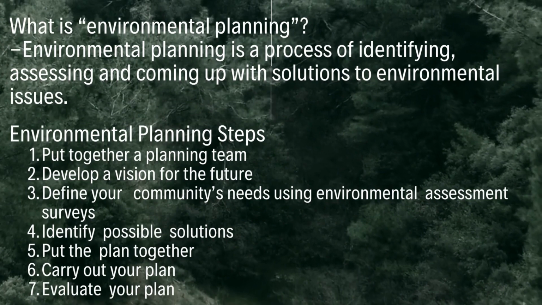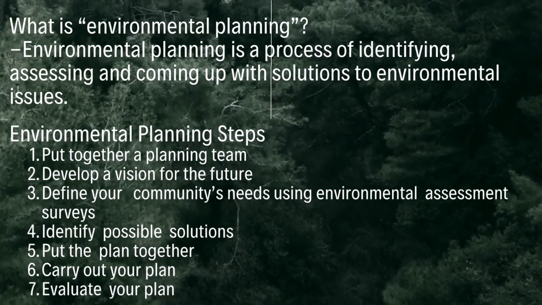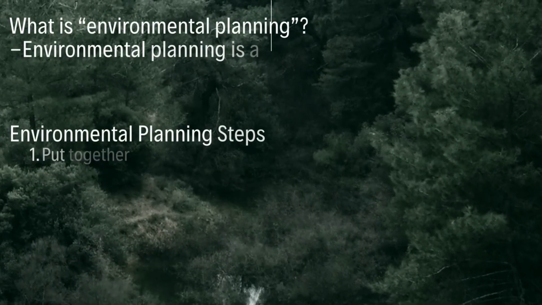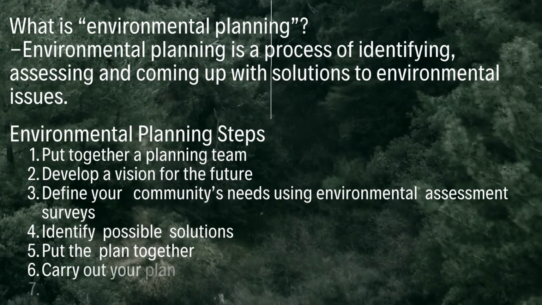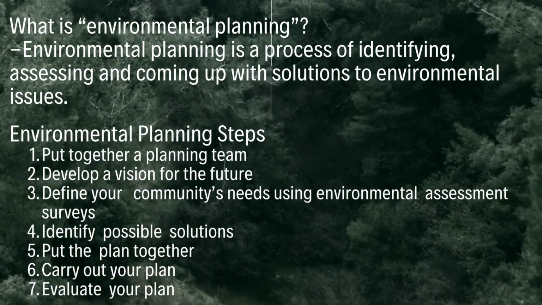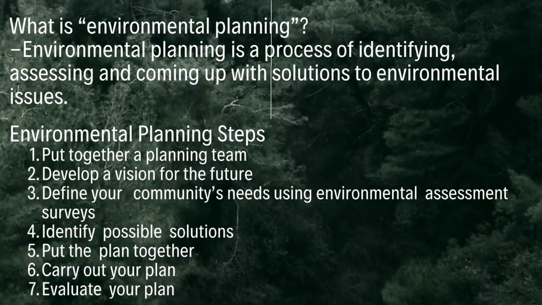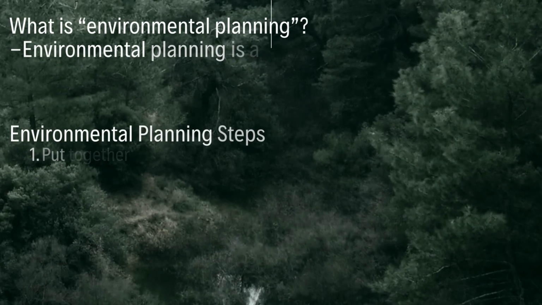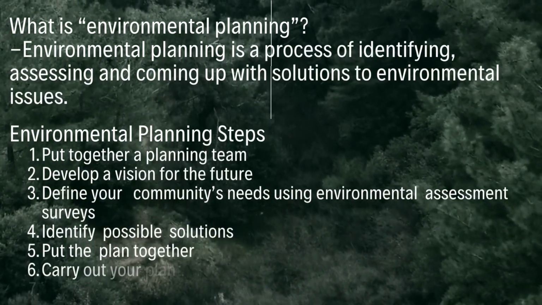The sixth step is to carry out your plan. The next step in the planning process is to put your plan into action. This involves developing a timetable for when you would like to accomplish tasks. Consider community members who need to be available for each task. If necessary, plan to carry out tasks when people are not away fishing, hunting, or gathering.